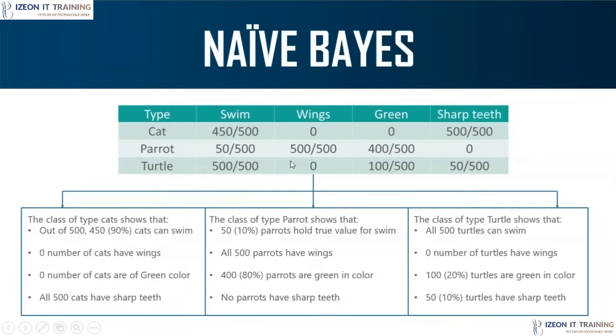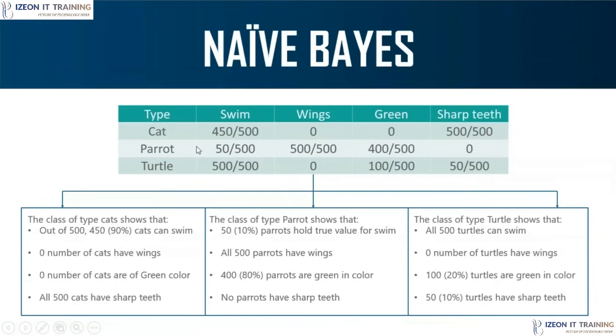Now I've summarized this table as shown on the screen. All right, the first thing you can see is the class of type cats shows that out of 500 cats, 450 can swim, right? Meaning that 90% of them can. And zero cats have wings, and zero cats are green in color, and 500 out of 500 cats have sharp teeth.